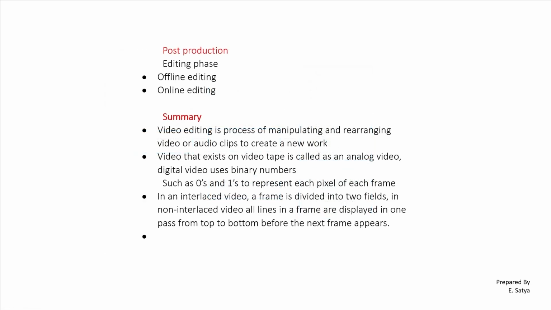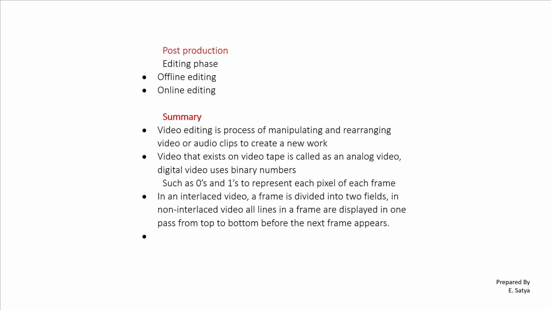Post-production is the editing phase. Here we use offline editing and online editing. Mostly editing happens in the last stage. Post-production means what? It's the end of any movie we create. Otherwise, we work on the last stage, which is post-production. There we use offline editing and online editing.